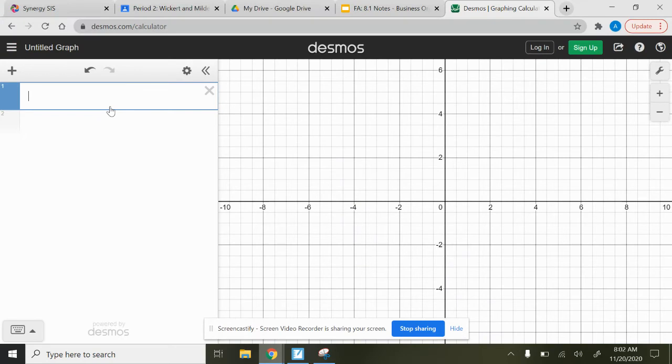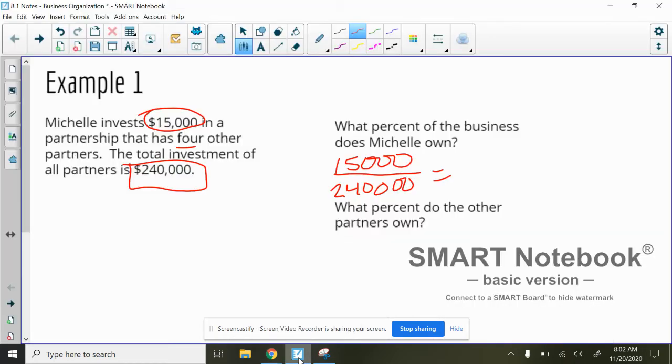So we'll go ahead and type this in, 15,000 divided by 240,000. And so we are getting, she owns 0.0625. I'm going to go ahead and put that down. But what we really want to look at is the nearest whole percent. That's the second decimal place. So we're going to look to the third one.